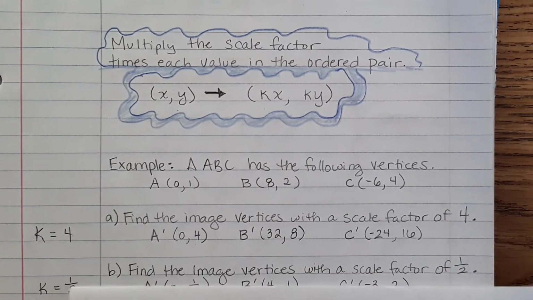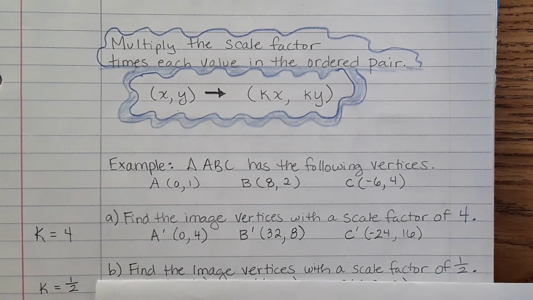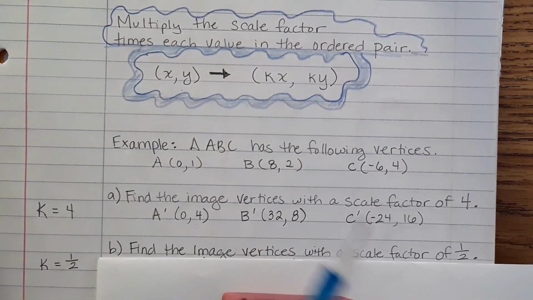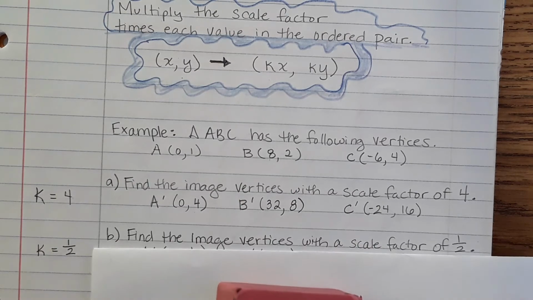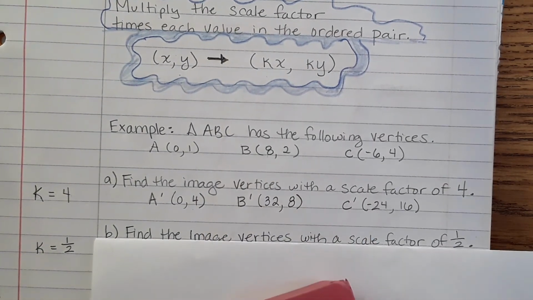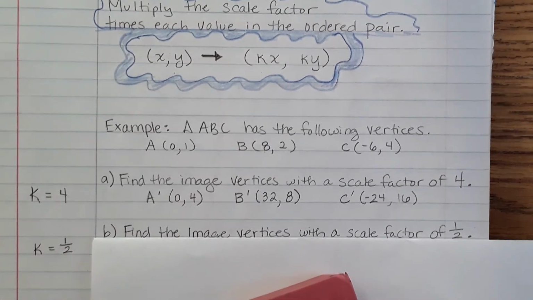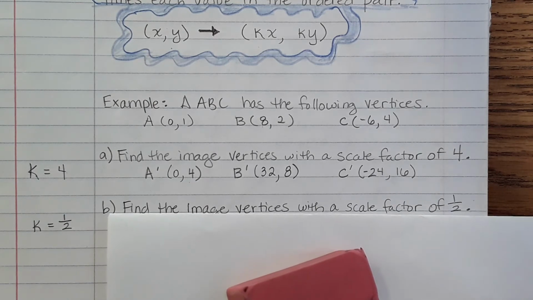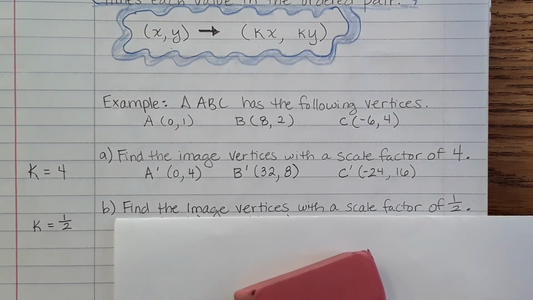Let's try another example. This time, example B, we are going to use the same exact vertices from the pre-image above here, and we're going to find the image vertices with a scale factor of 1/2. Now notice that the scale factor is between 0 and 1, less than 1, greater than 0, so that means we should be seeing a reduction.